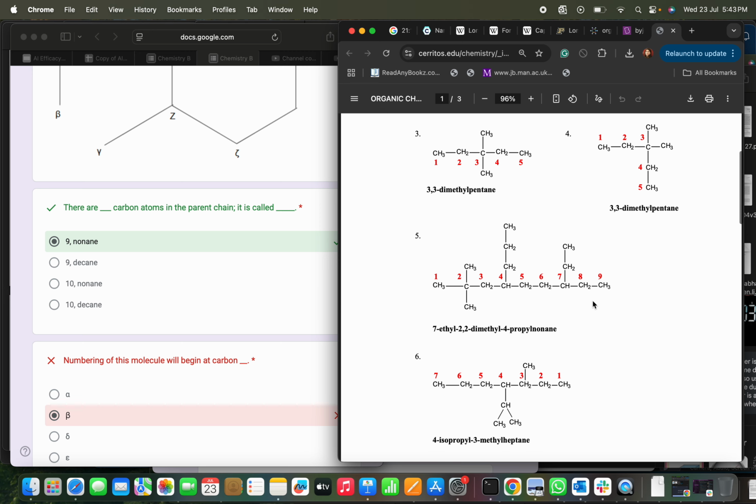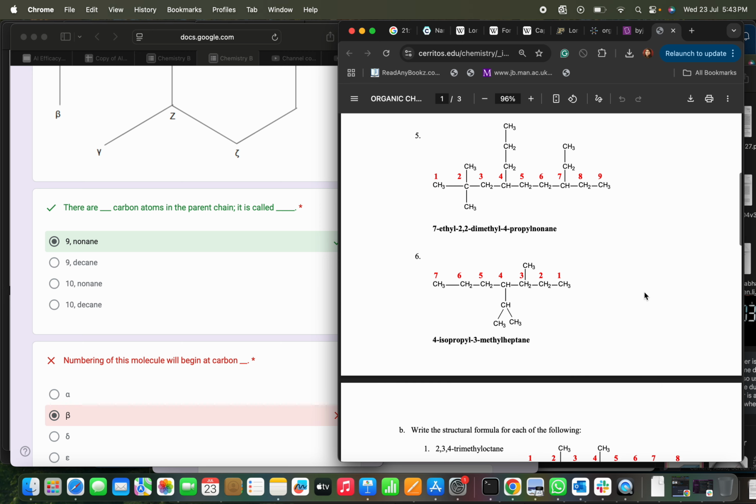Okay, so these are main chains. So this is understood. So this is like 7 ethyl, 2 dimethyl, 1 and 4 propyl. So, right.